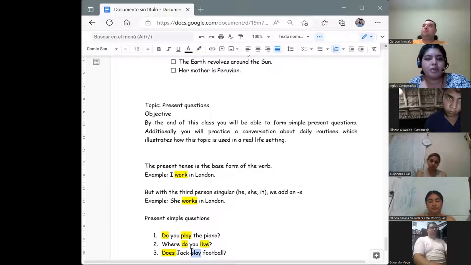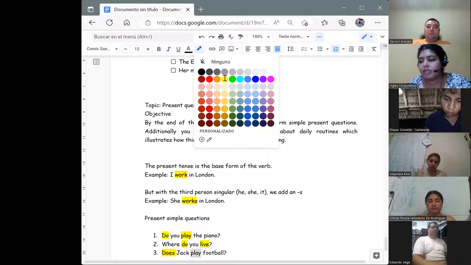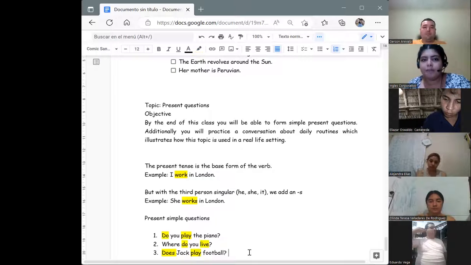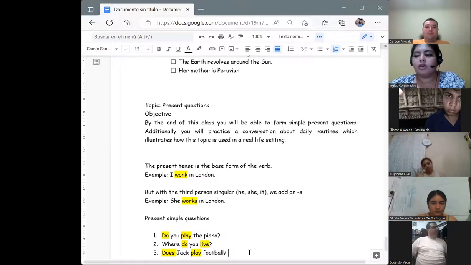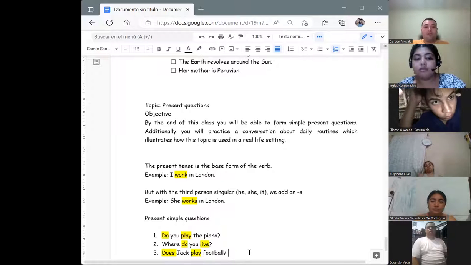Pero en este caso, en la número tres, estamos hablando de Jack. Y Jack representa a él. Es un he en los pronombres. ¿Por qué yo no estoy agregándole la S al verbo si estoy utilizando una tercera persona en singular? Who knows what is the answer? ¿Quién sabe la respuesta a eso? ¿Por qué no le estoy agregando S a ese verbo? Because in this case, you use does. Exactly. Thank you, Gerson. Exactamente lo que dijo Gerson.